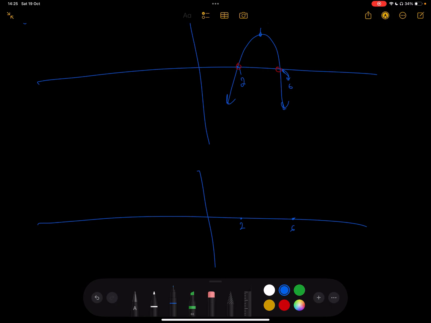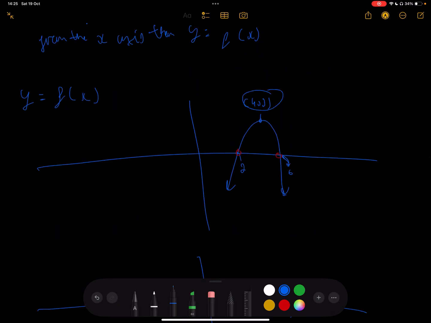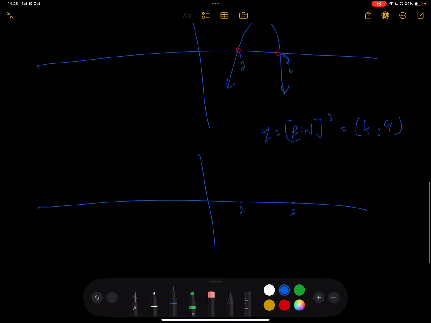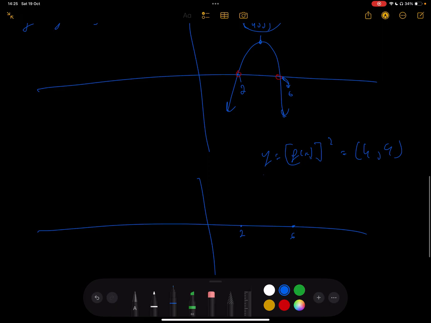What else? So we know that the graph f of x has the turning point of (4, 3), right? But what does this mean? Well, this just means that y is equal to f of x squared will have turning point (4, 9). Why? Because we're squaring the y value, right? Because y is equal to f of x squared. The y value for this is 3, so we just square it and we get 9. So we get (4, 9). So this will be the new turning point. So you will have to draw your turning point up here now. So it'll be (4, 9).